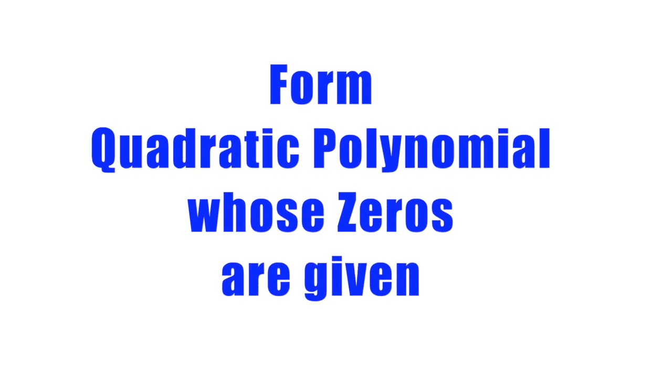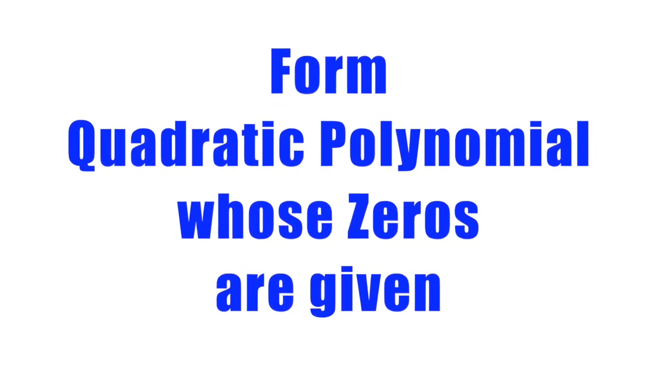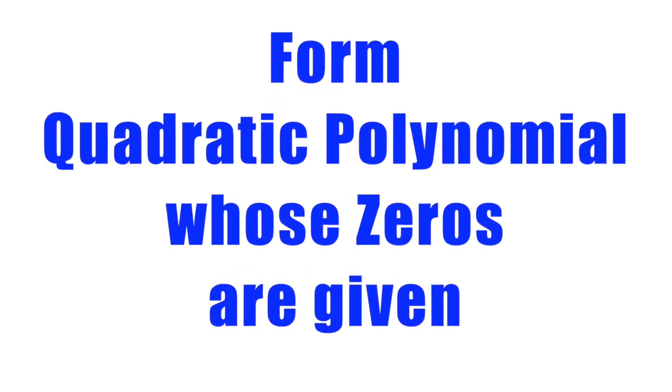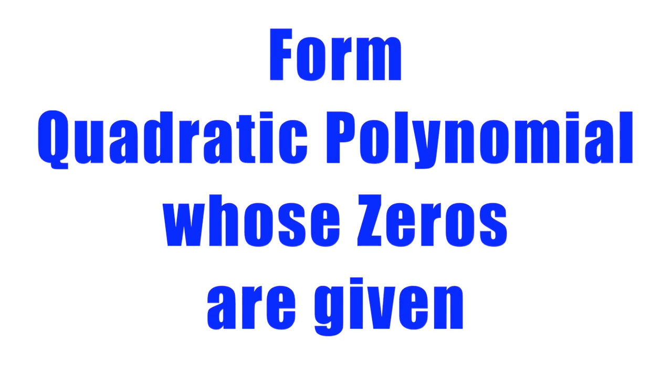In the next video, we will try to generate a quadratic polynomial when zeros are given, but this time I'm going to make the zeros a little bit complex by introducing irrational numbers as part of the zeros. See you in the next video.